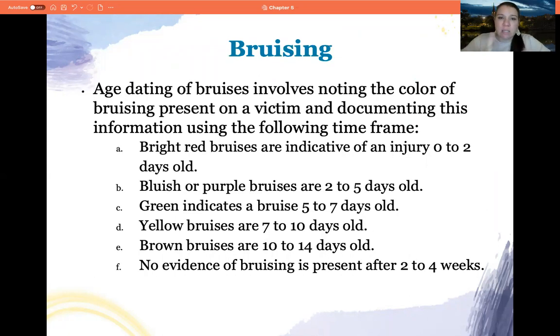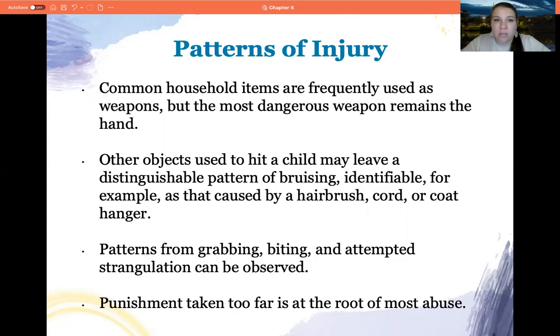Again, police and CPS are trained on age dating of bruising. So really looking at the color of the bruising to determine how far back the bruising goes, or how long ago the incident happened. Obviously bright red, something that's still red and hasn't bruised over yet, is something that just happened. If it's transitioning to bluish or purple, that usually ranges from 2 to 5 days old. Green is usually 5 to 7 days old. Then yellow is 7 to 10. And then sometimes there's no evidence of bruising as well. So all of these things, again, are things that we're looking for on a child.